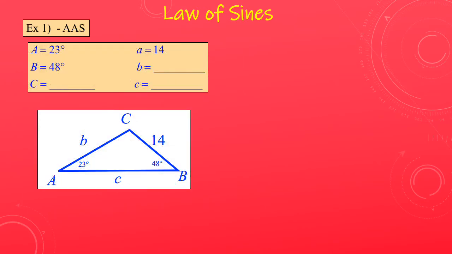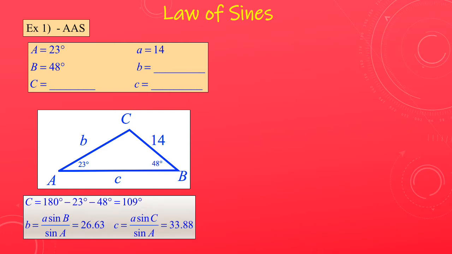The law of sines works well with angle, angle, side. In example 1, we are told that angle A equals 23 degrees, angle B equals 48 degrees, and little a is equal to 14. We make a picture that describes this situation. It isn't really necessary, but it will help us to see the relations between the sides.